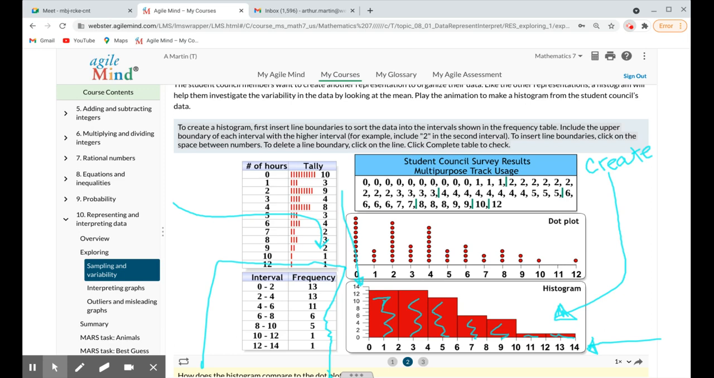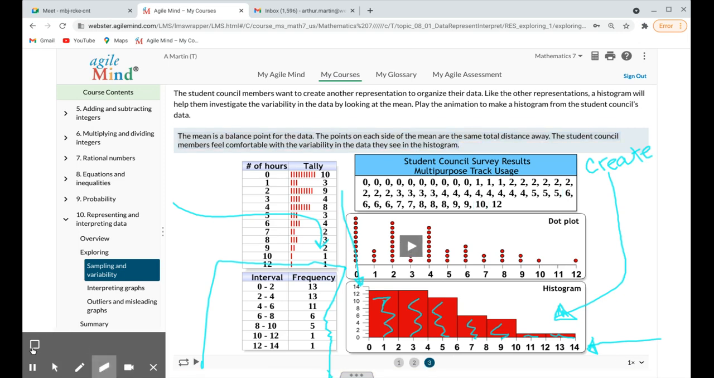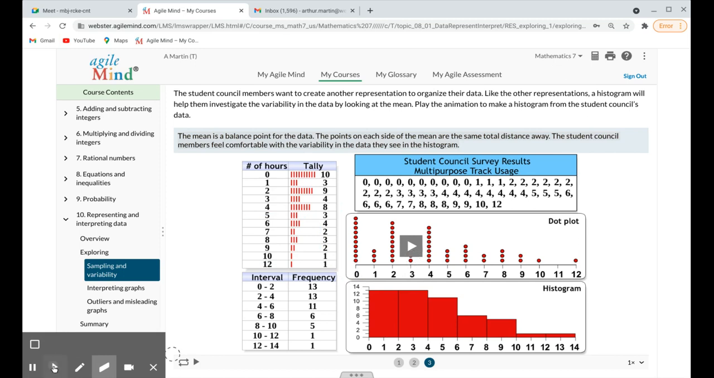All right, my boys and girls. Looking at this, everybody should have created their histogram by now. If you haven't, make sure you're still knocking it out as quickly as possible. We're going to see what it says here. It says the mean is a balance point for the data. The points on each side of the mean are the same total distance away. So the student council members feel comfortable with the variability in the data they see in the histogram.